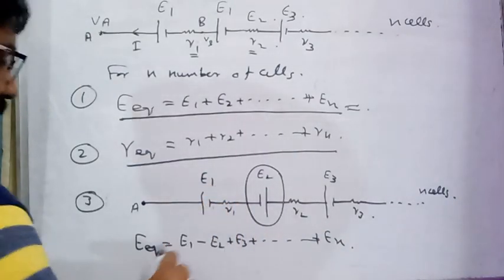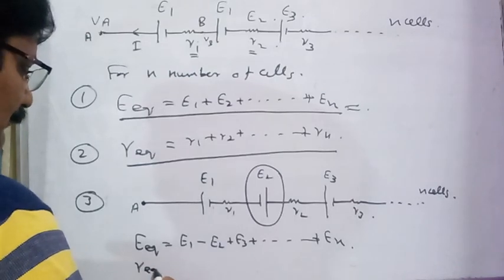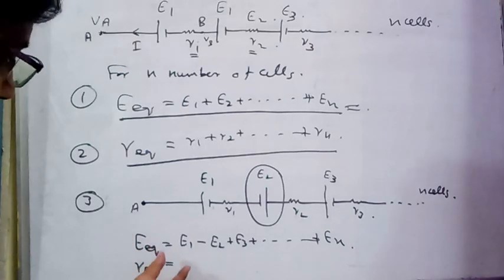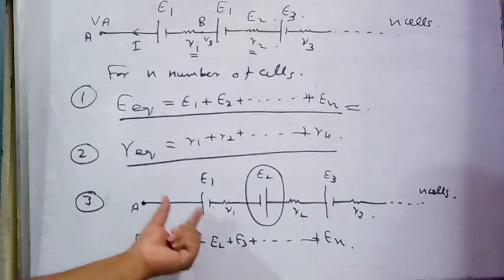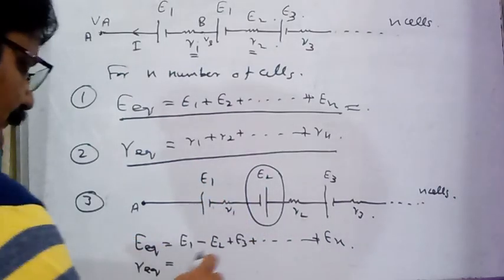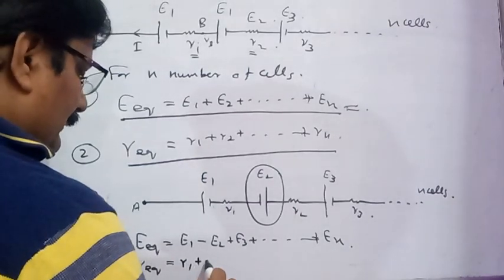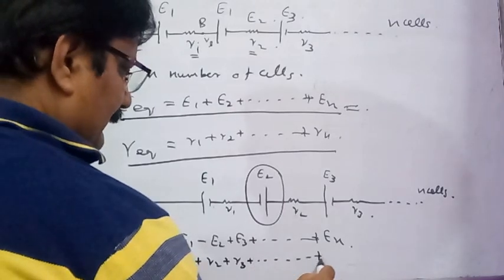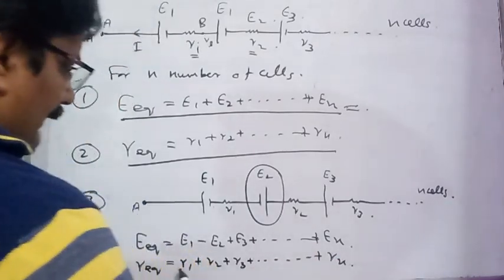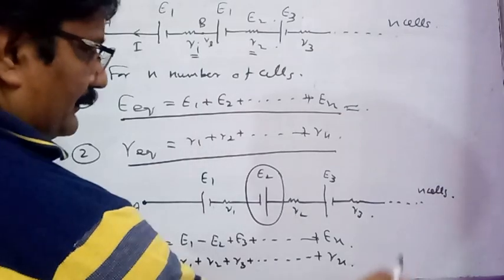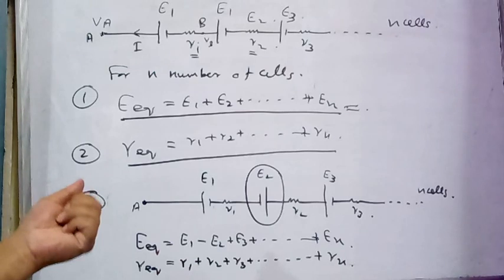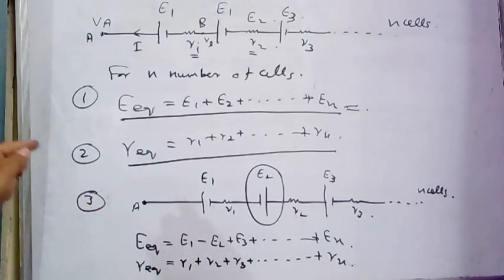But there is no effect on the equivalent resistance, as resistance is adding in whatever direction the current will flow. It means equivalent resistance in this condition again remains the same, equal to the sum of the internal resistances of the cells, that is R1 plus R2 plus R3 plus and so on up to Rn. So in this way we can find internal resistance and equivalent EMF of the series combination of many cells.